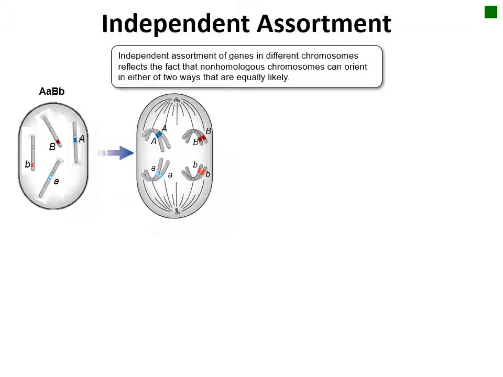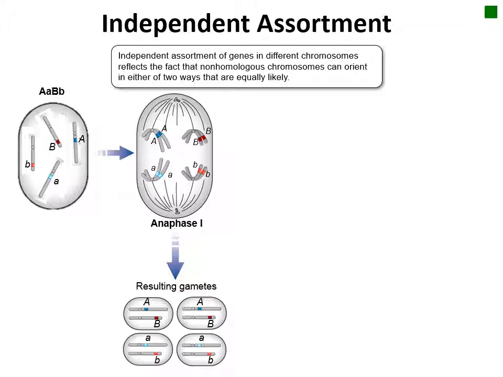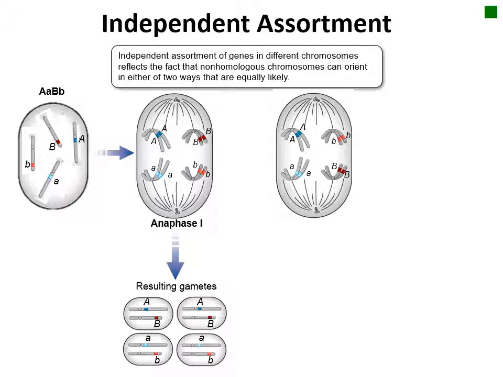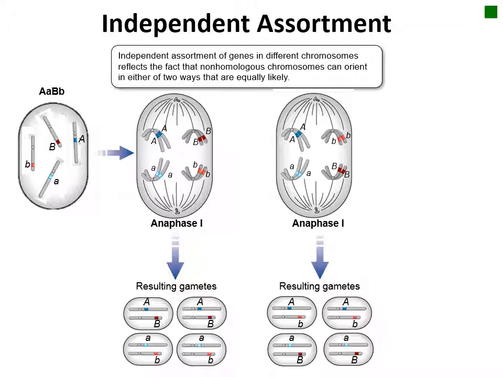If this occurs, then the resulting gametes would have the dominant A-B combination or recessive A-B combination. However, there's an equal probability that the dominant A allele lines up on the side of the cell with the recessive B allele. If this occurs, then the resulting gametes would contain the dominant A with the recessive B or a recessive A with a dominant B combination. Because the two orientations are equally likely, the overall ratio from a large number of cells undergoing meiosis is expected to be a 1 to 1 to 1 to 1.